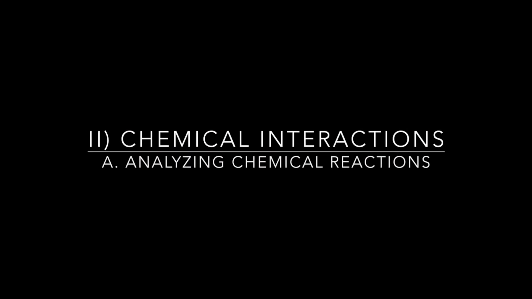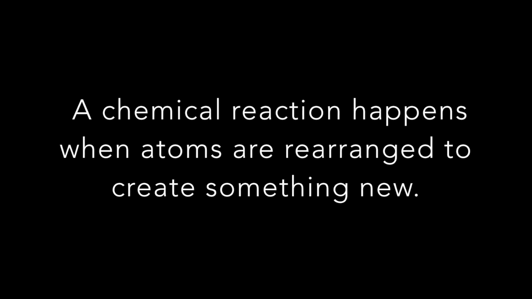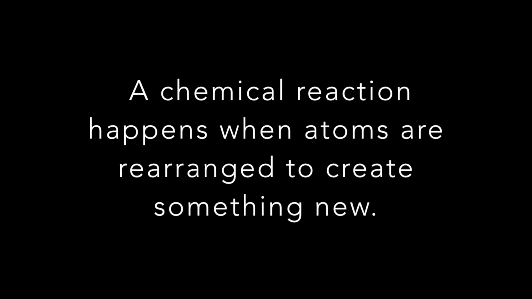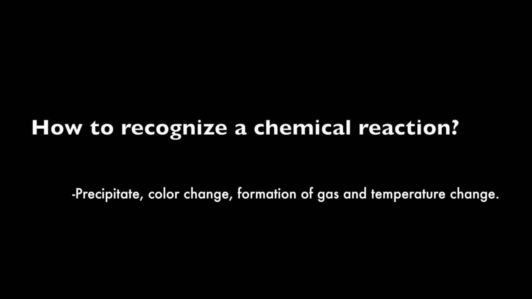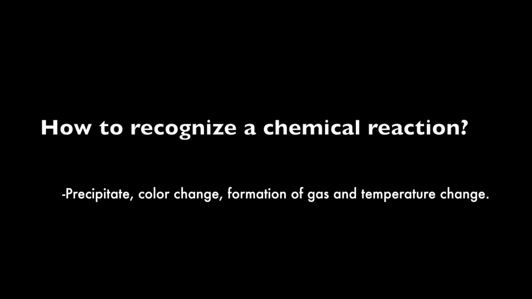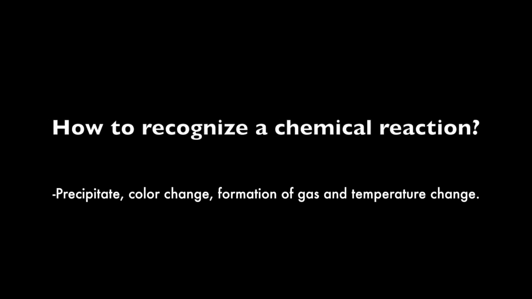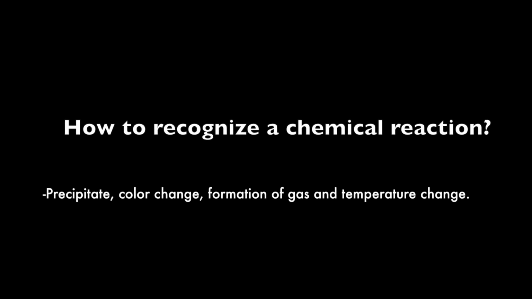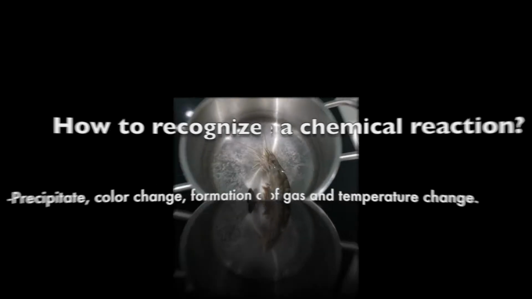In the second unit, chemical interactions, we now have to analyze whether a chemical reaction has occurred. A chemical reaction happens when atoms are rearranged to create something new. These are signs to recognize a chemical reaction: precipitate, color change, formation of gas, and temperature change.